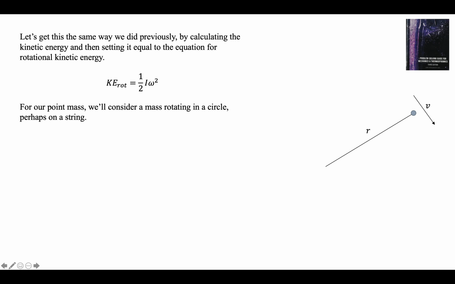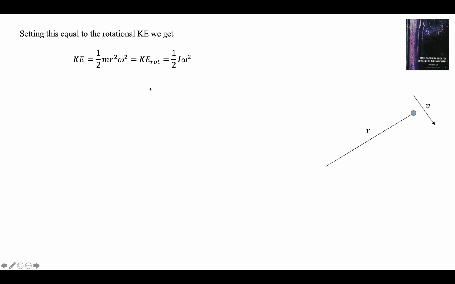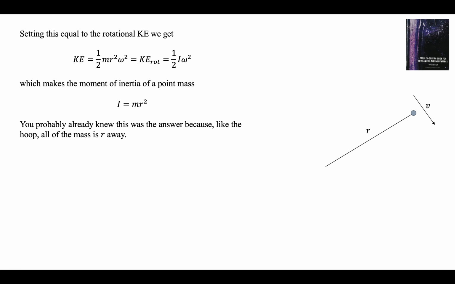What's the kinetic energy of the point mass? It's 1/2 mv squared. It's the same thing we did before. The speed is omega r. This makes the kinetic energy 1/2 m r squared omega squared. So now we can set this equal to that. And we see that I is just mr squared. The moment of inertia of a point mass is mr squared, but you know that already. It's just like a hoop. All of the mass is r away. If all of the mass is r away, the moment of inertia is mr squared.